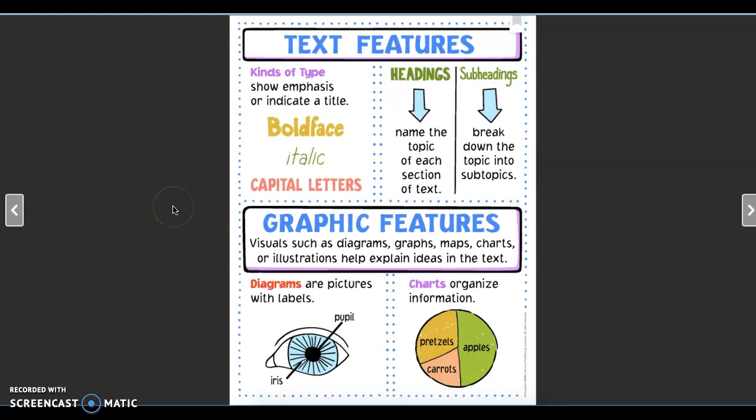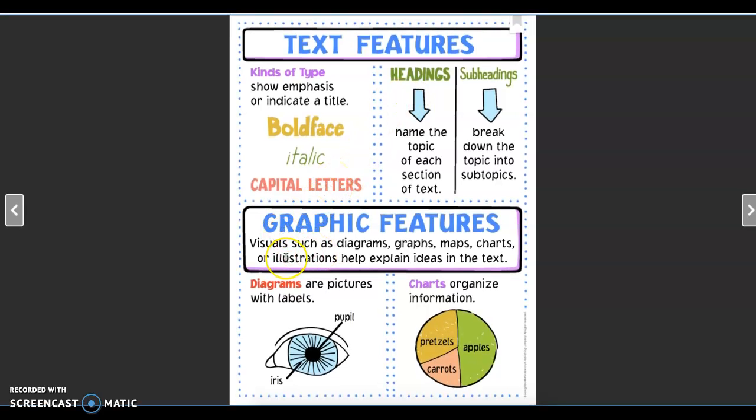Now, as we look at Let's Dance Around the World today, we are going to be focused this time on text features and graphic features. Remember, text features could be the kinds of type that are being used, boldface, italics, capital letters, and these show emphasis, or they might indicate a title. We have headings, which name the topic of each section of a text, and these can be broken down even further into subheadings, and they break down the topics into little subtopics.